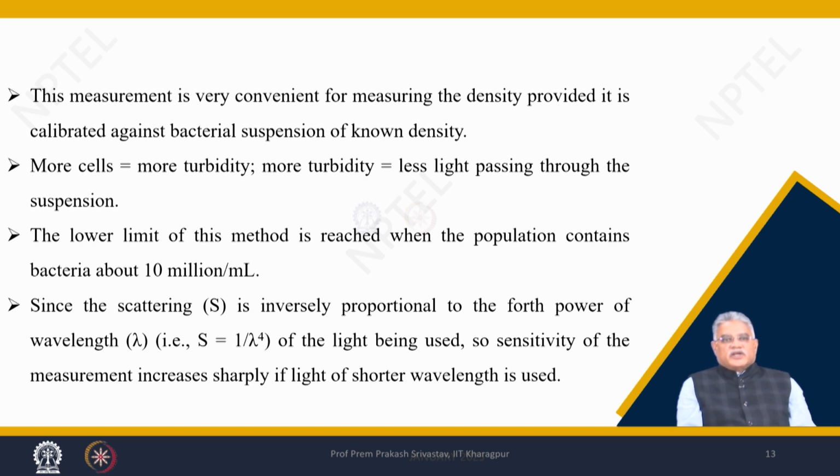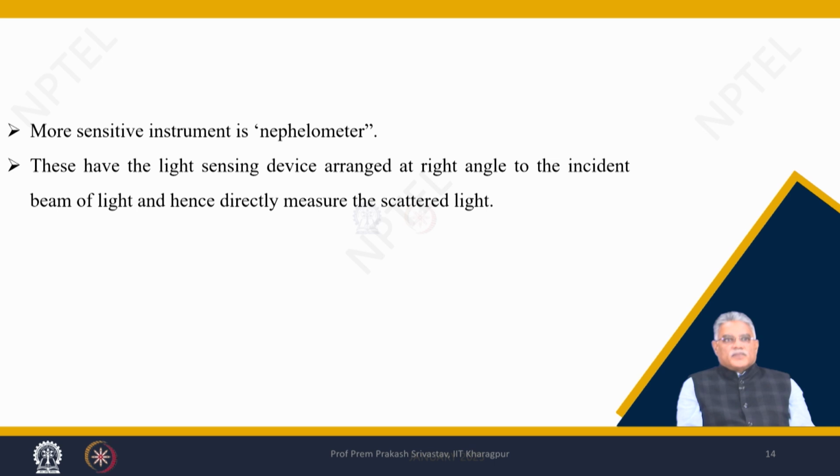Since the scattering S is inversely proportional to the fourth power of the wavelength lambda, that is S is equal to 1 by lambda to the power 4 of the light being used, the sensitivity of the measurement increases sharply if light of shorter wavelength is used. A more sensitive instrument is the nephelometer. These have the light sensing device arranged at right angle to the incident beam of the light and hence directly measure the scattered light.